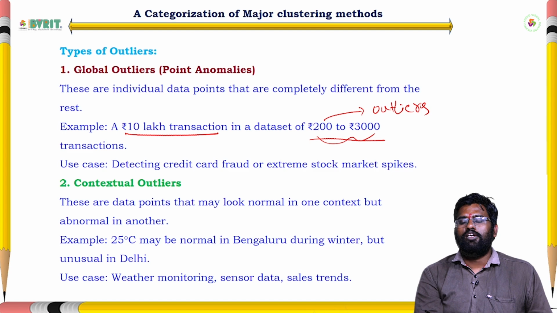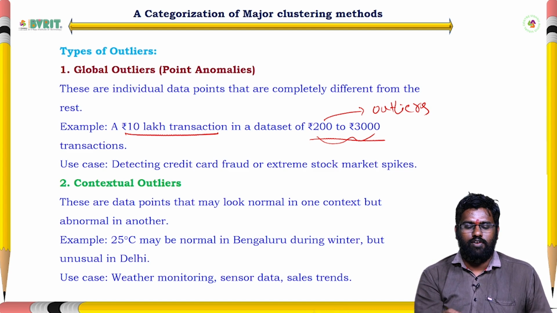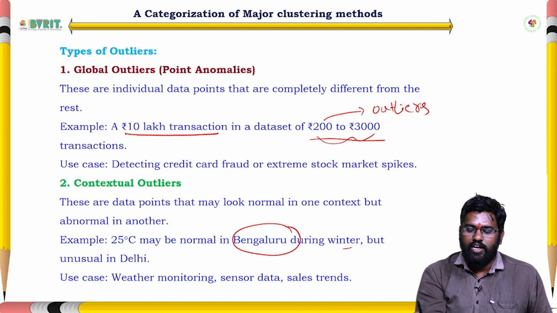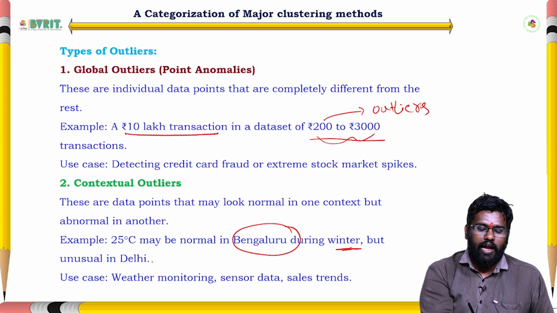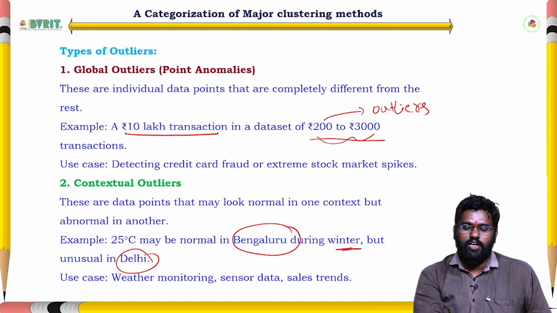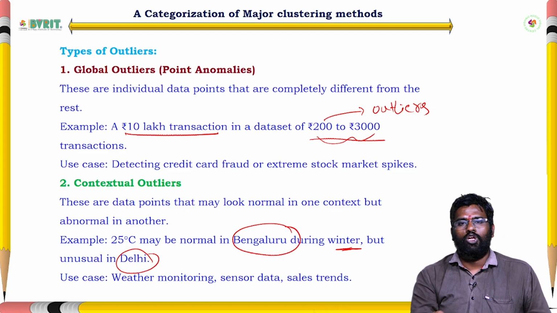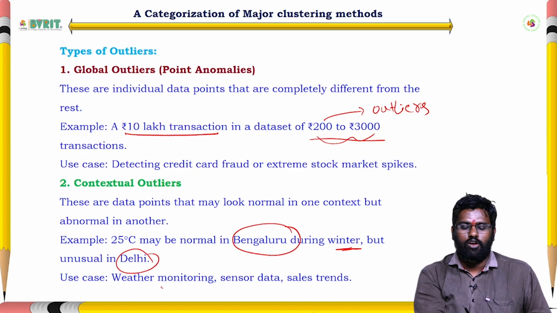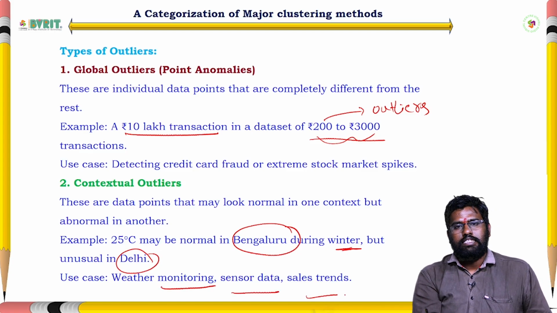Next, a contextual outlier means something that is normal in one context but different in another context. I will show you. For example, 25 degrees centigrade is normal in Bangalore, but during winter it is unusual in Delhi. So it is normal in one context and changes in another context. That is called a contextual outlier. For examples, we take weather monitoring, sensor data and sales, where we use contextual outliers.